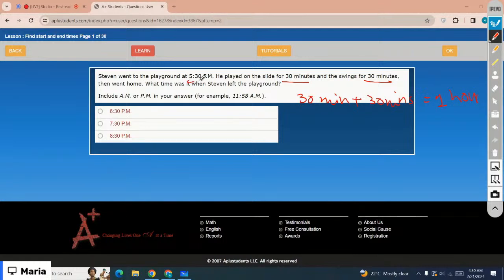Okay, he arrived at 5:30. That means when he left, you have to add 1 hour to 5:30. So 5:30 plus 1 hour is 6:30. That means when he left the park, the time is 6:30 p.m. Got it? The correct option is 6:30.